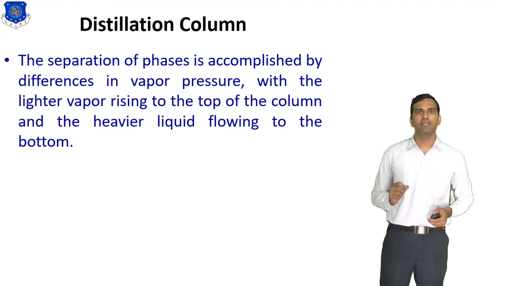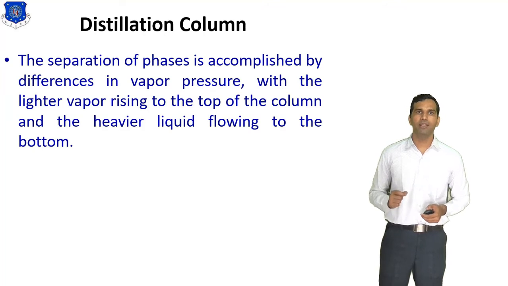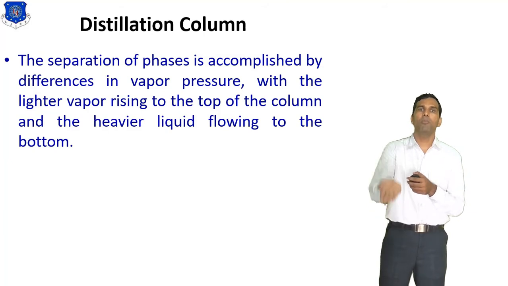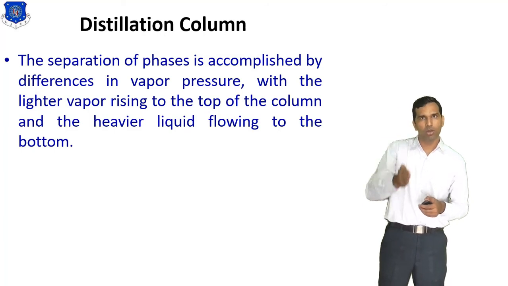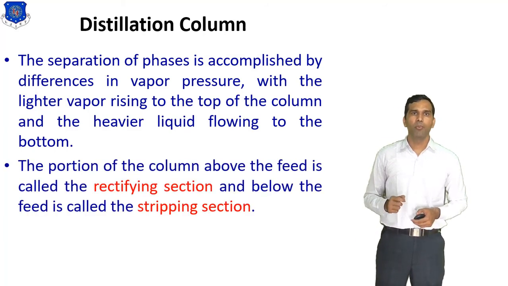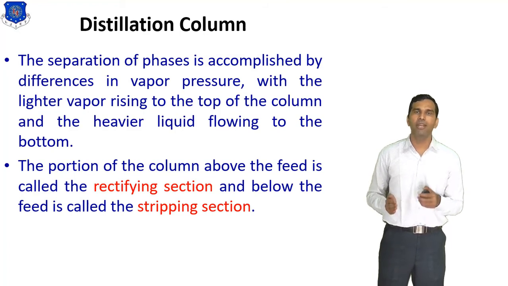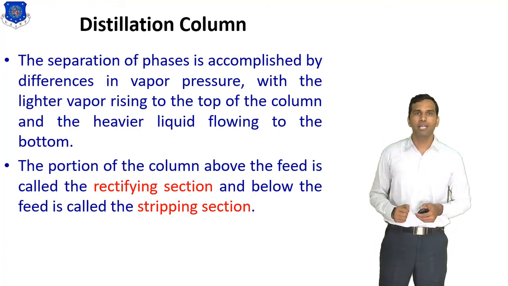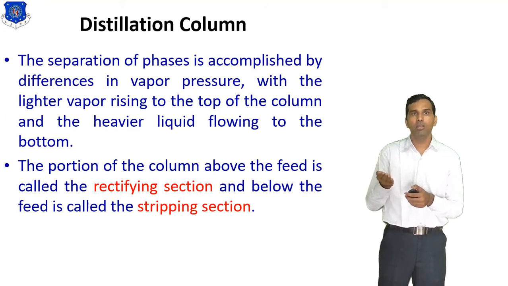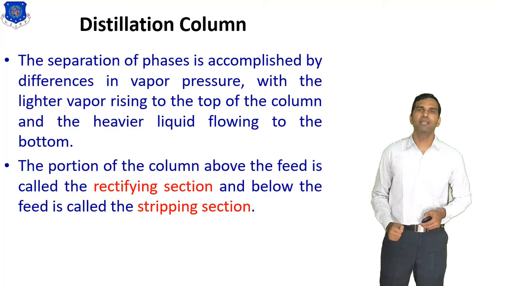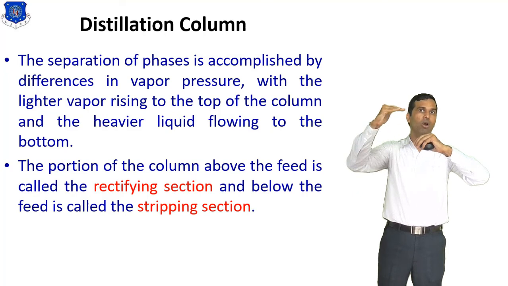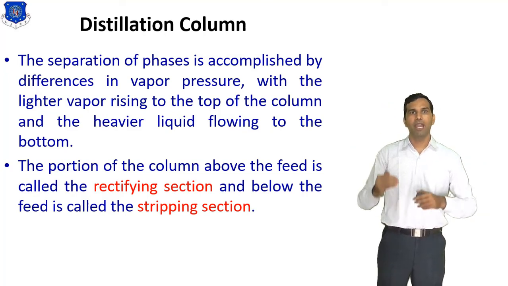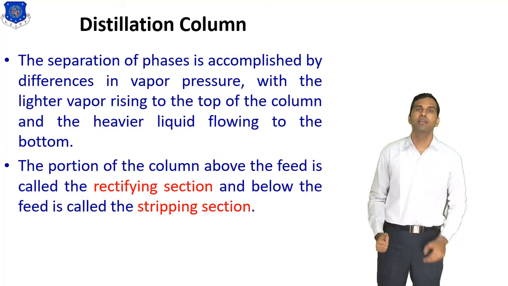The separation of phases is accomplished by difference in vapor pressure, with the lighter vapor rising to the top of the column and the heavier liquid flowing to the bottom. The portion of the column above the feed is called the rectifying section, and below the feed is called the stripping section. So these are the two sections.